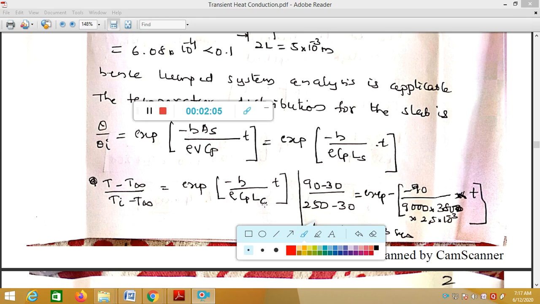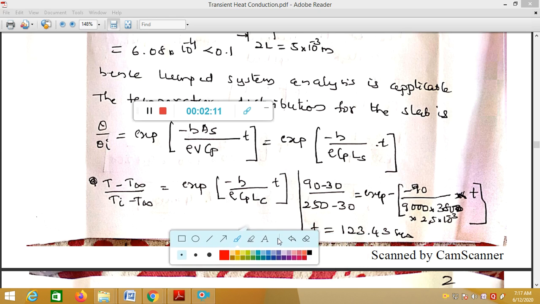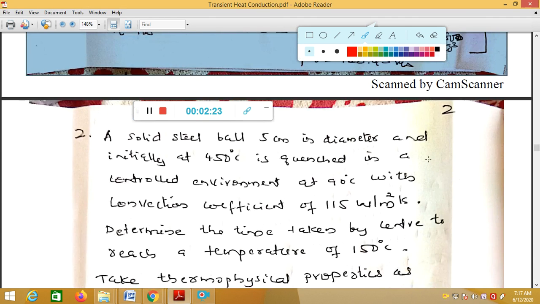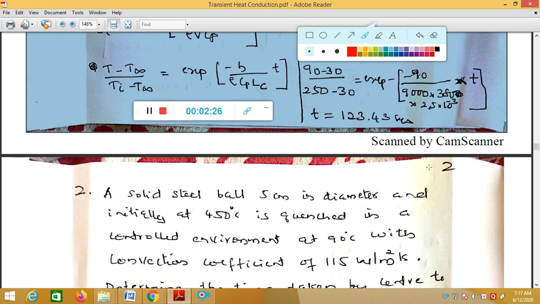So substituting the values of h, rho, Cp, Lc, we can find out the time required for the slab to attain a temperature of 90 degree centigrade, which is 123.43 seconds. Now I will go to the second problem.